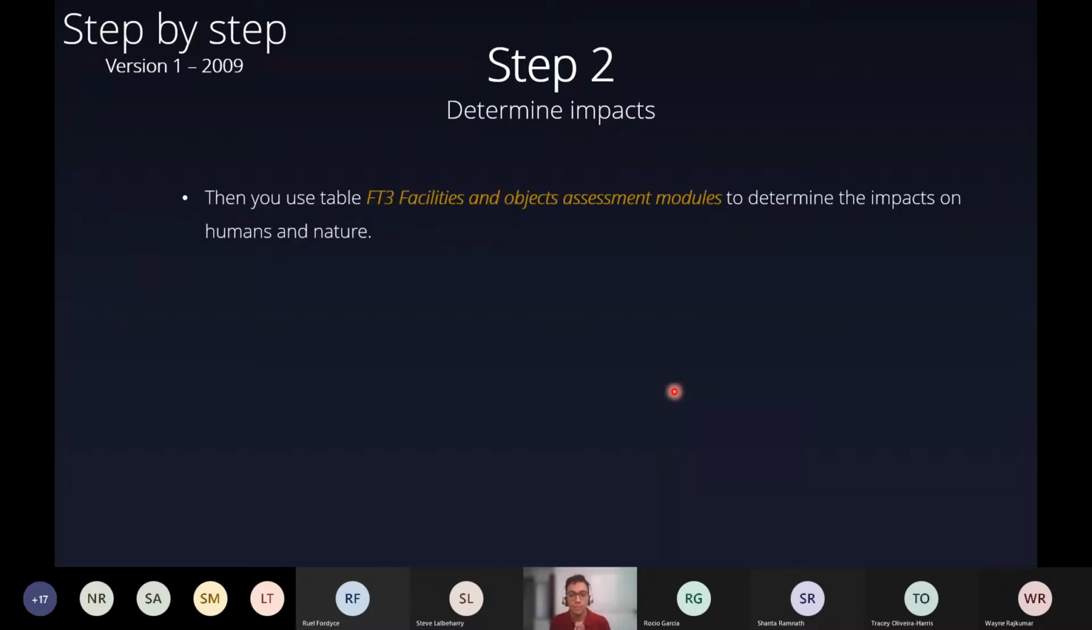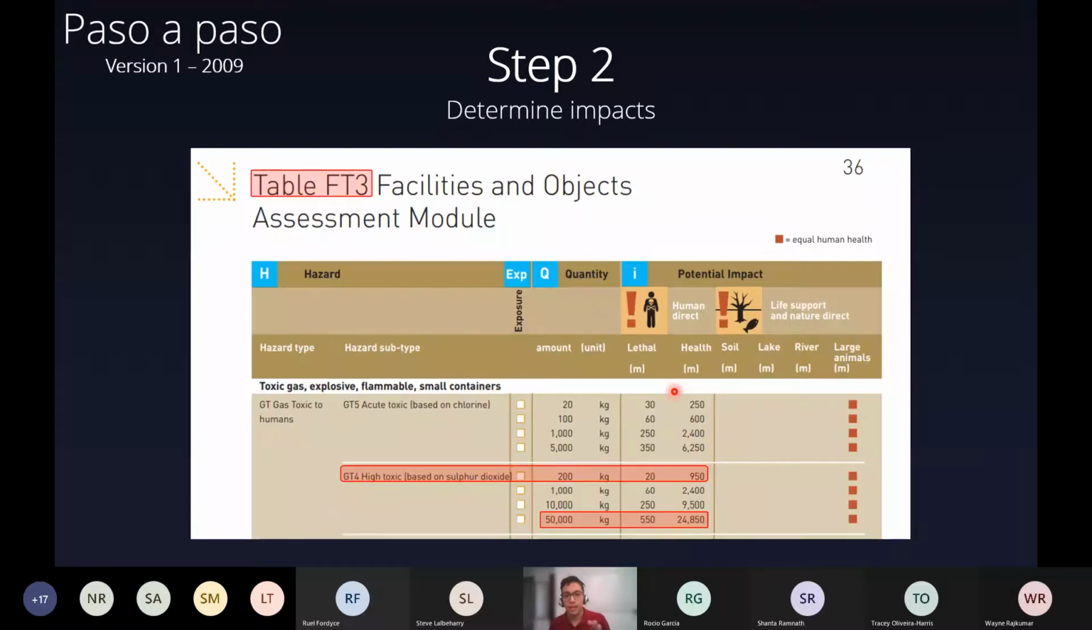And then you go to table FT3, Facilities and Objects Assessment Modules, to determine the impacts on humans and nature. This is on page 36. It's before. It's weird, but it's before. So you take down this little short code. For example, we had GT4. It's a gas toxic to humans.